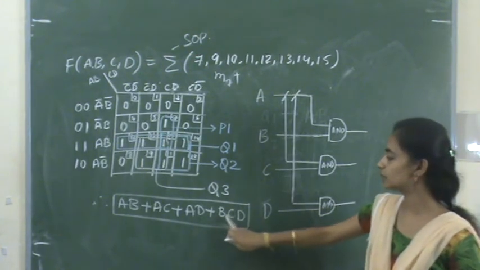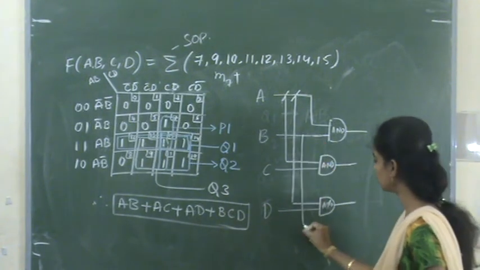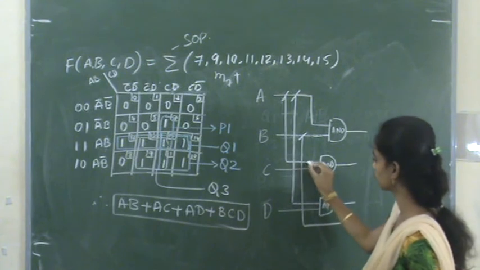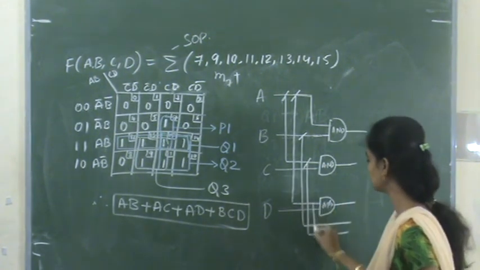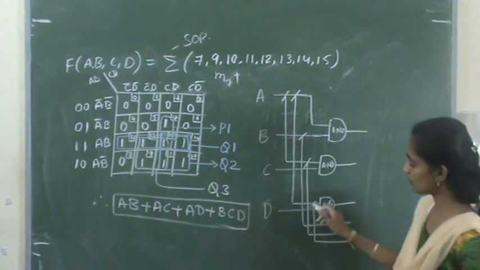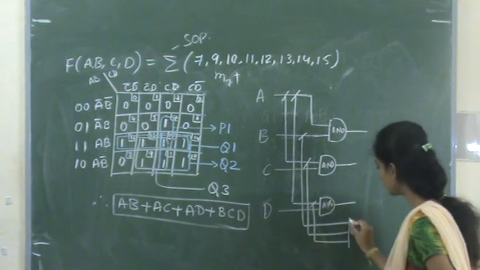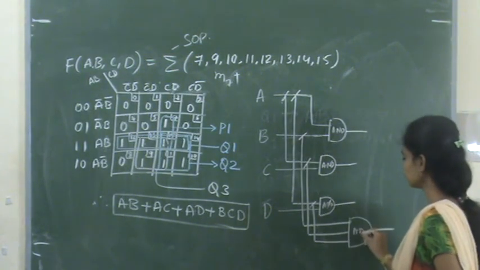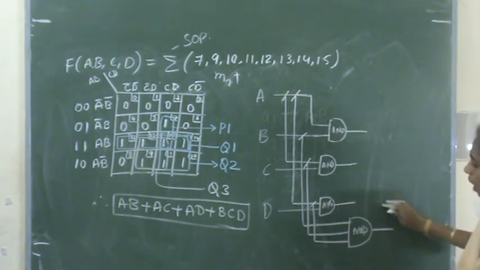I have to connect B, C, D. So take the B value, then the C value, and then the D value. This represents that it is connected here. Combining all these three and performing the AND gate, I am getting all the results.